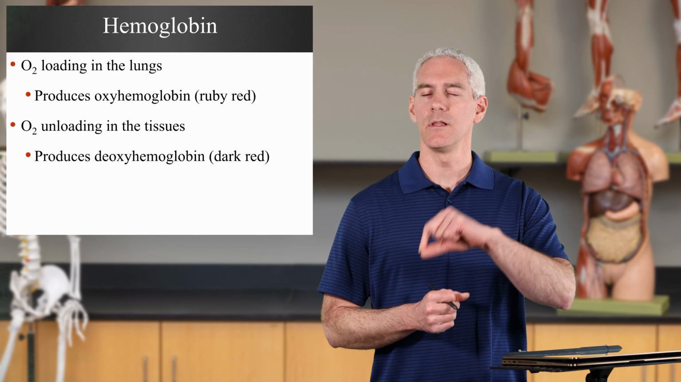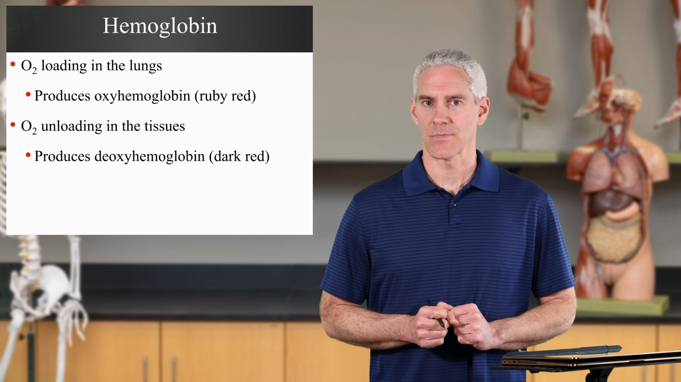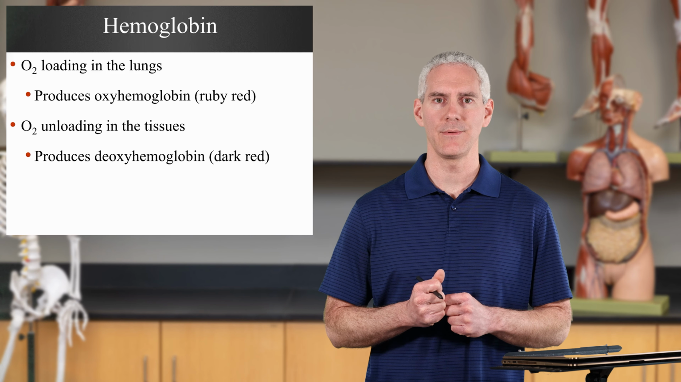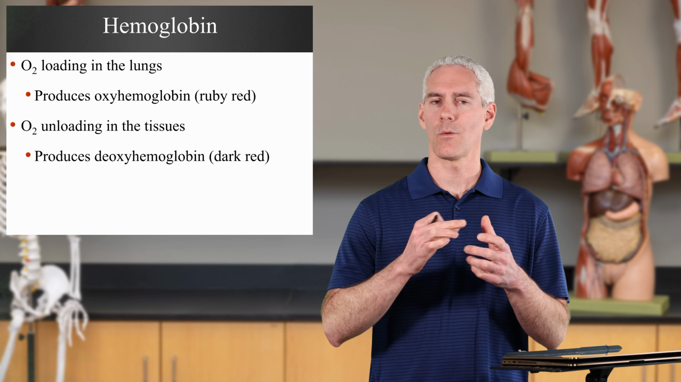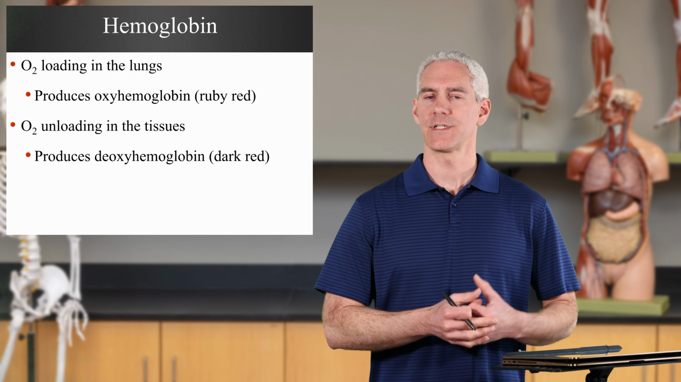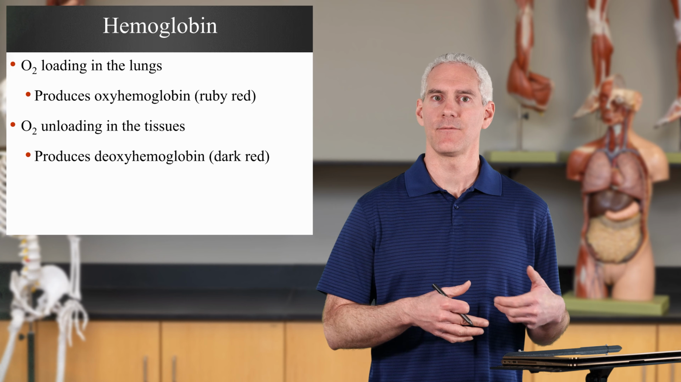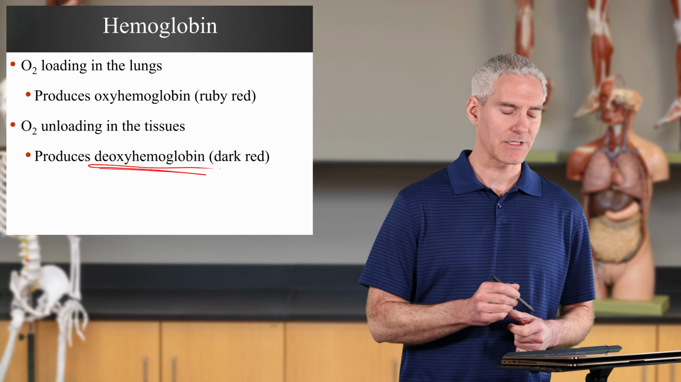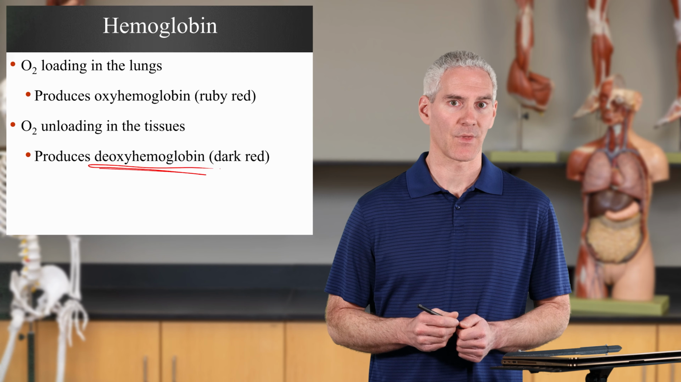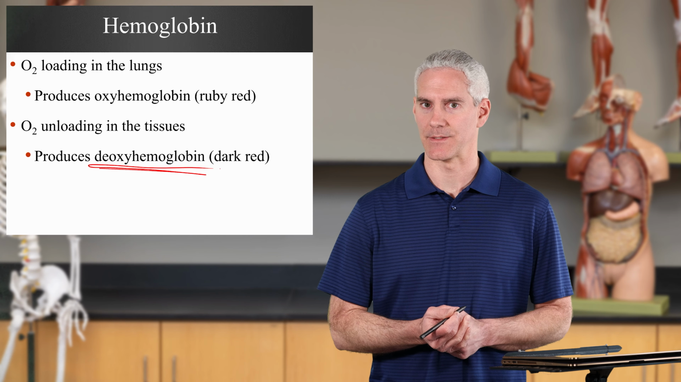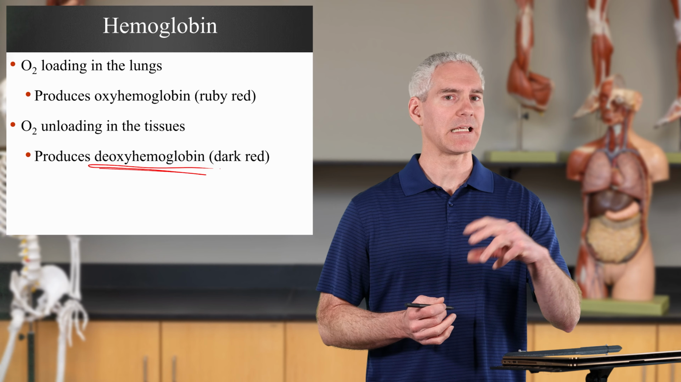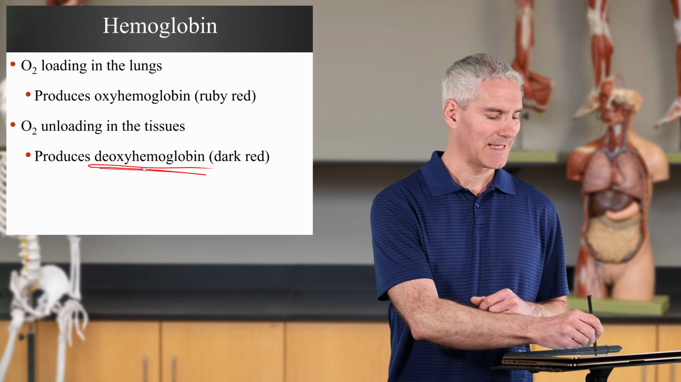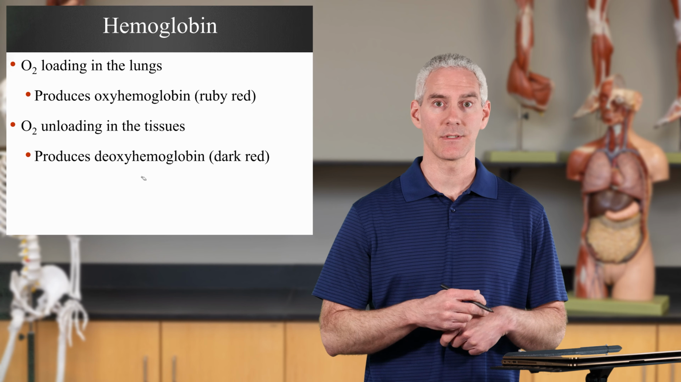You'll then unload the oxygen in the tissues, whether it's muscles in your arm or maybe it's the skin of your leg or whatever. All of your tissues in your body need oxygen for the processes they run. So once you unload, it's called deoxyhemoglobin. Deoxy, without oxygen. So oxyhemoglobin has oxygen. This deoxyhemoglobin doesn't have oxygen.